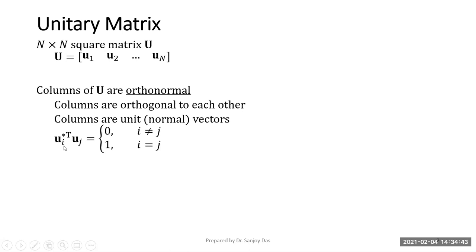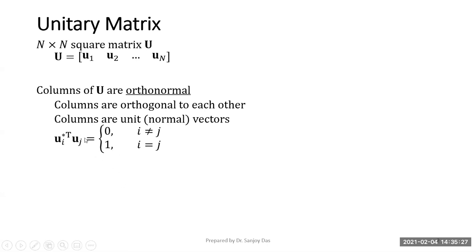In other words, Ui conjugate transpose Uj should be equal to 0 if i is not equal to j. So if Ui and Uj are two different columns, then Ui star transpose Uj, their inner product, must be equal to 0. And if i equals j, then we are looking at the same column vector, and since it must be a unit vector, Ui conjugate transpose Uj should be equal to 1.